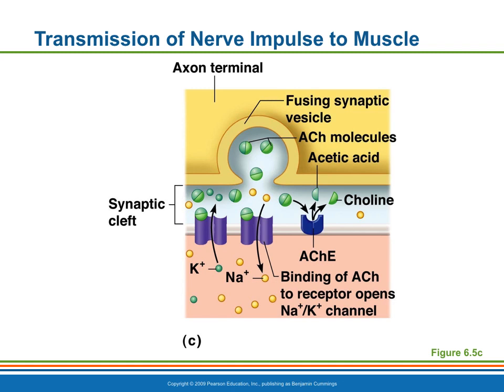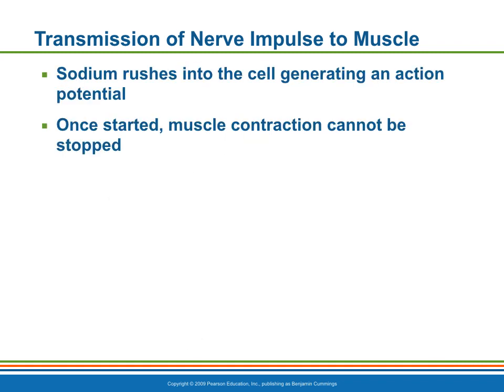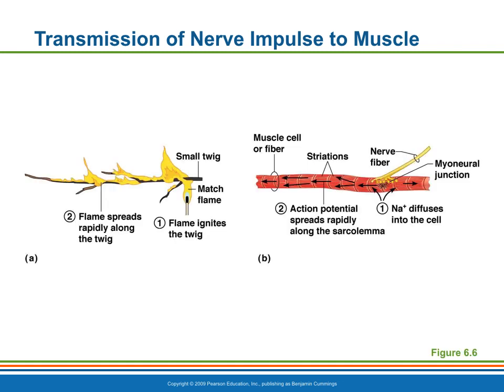So here you can see the acetylcholine diffusing across the synaptic cleft and attaching to receptors on the sarcolemma. This initiates the changes in the electrical condition of the sarcolemma. As we stated, the sodium rushes into the cell, generating an action potential. And once begun, the action potential is unstoppable. Got to remember that. It travels over the entire surface of the sarcolemma, conducting the electrical impulse from one end of the cell to the other. The result is contraction of the muscle cell.